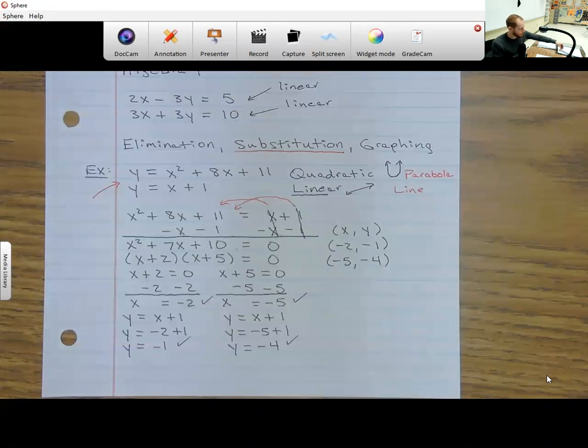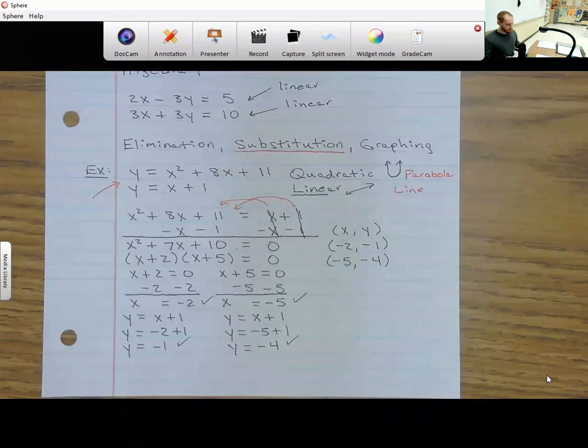I'll leave this up there for a few seconds so you can get it. Okay, so the next one is going to be a quadratic equation on top and a linear equation on the bottom. Let's take a look at this one.